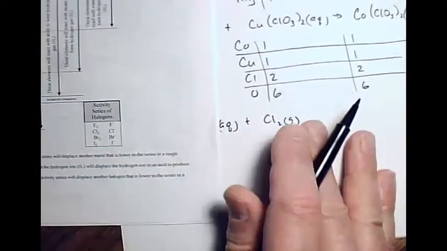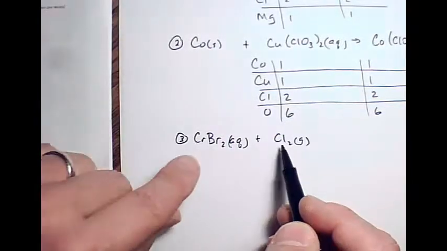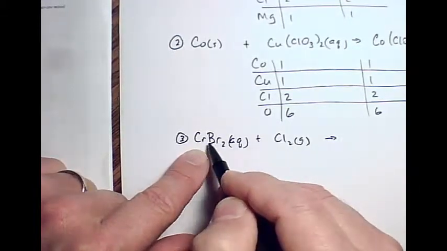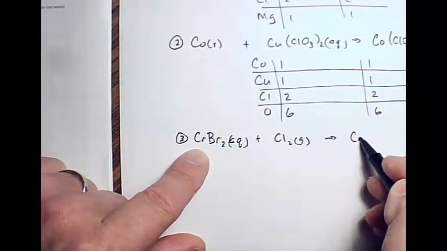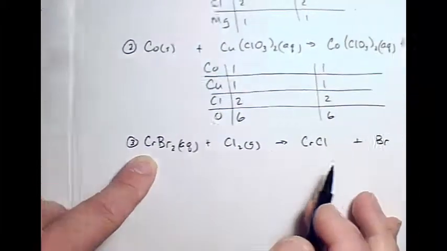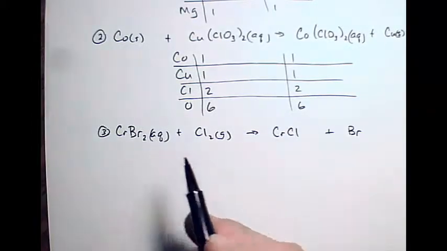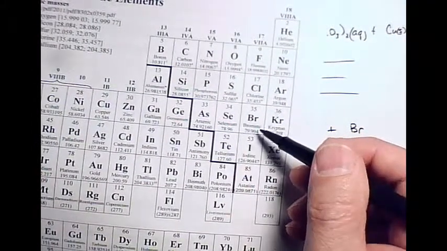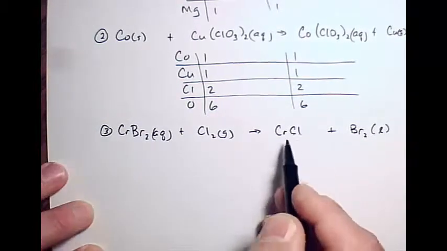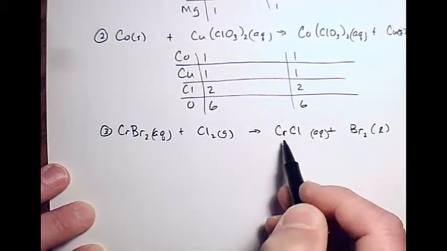Okay? So bromine ions here are lower than the chlorine. So this chlorine will displace the bromine. So now we're going to put this Cr with the Cl, and we're going to have the Br by itself. Okay? So bromine, we said a moment ago, or earlier, it's going to be a liquid. It's still diatomic, but it's a liquid. Okay? Now you wouldn't know this, but this is aqueous.